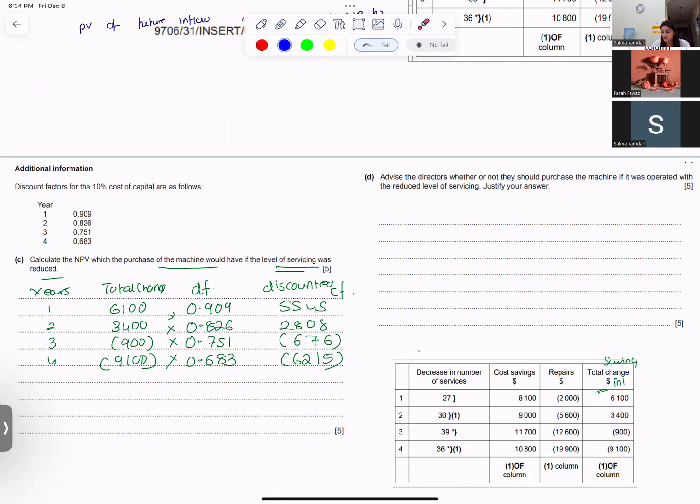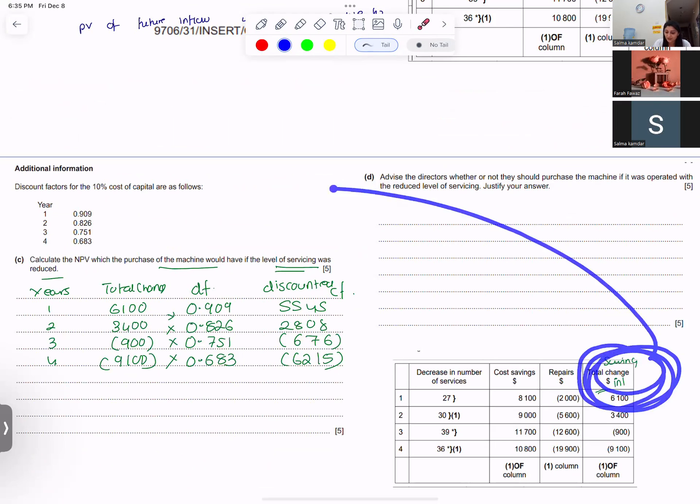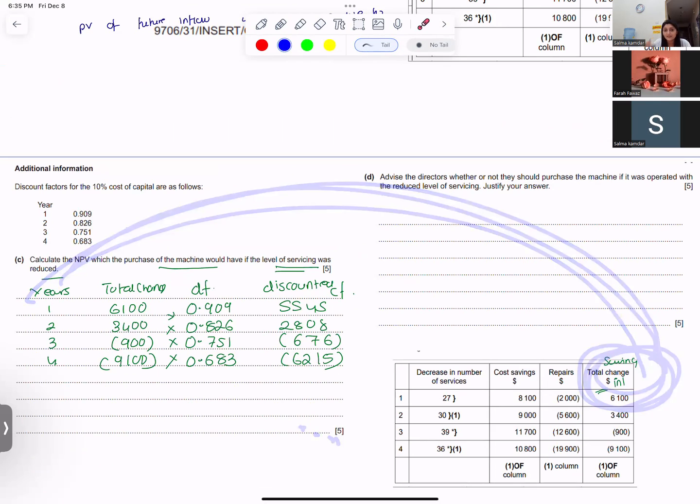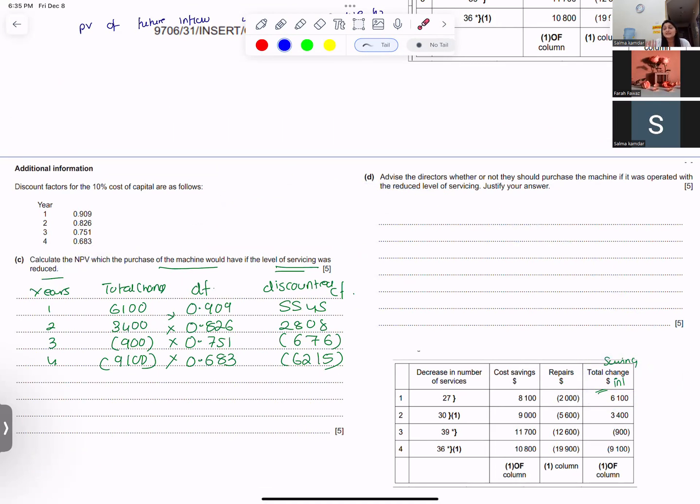If the service is reduced, you're going to save this much. So you're going to calculate the NPV. That means how much you are going to save, because the servicing charge was added when you got the negative NPV. So if you're going to save some money, you give the impact of the savings and see if the NPV is becoming positive or not.